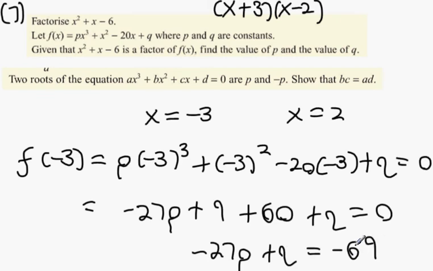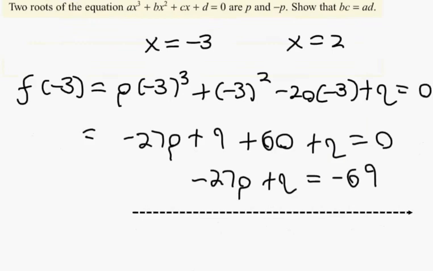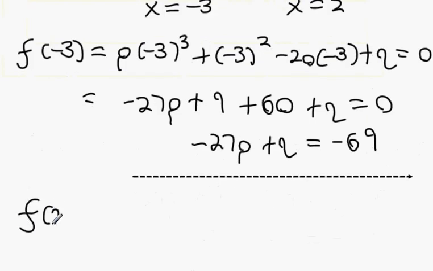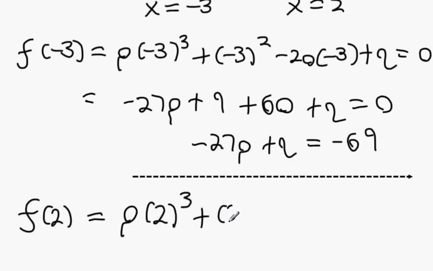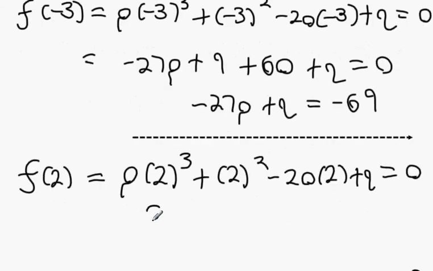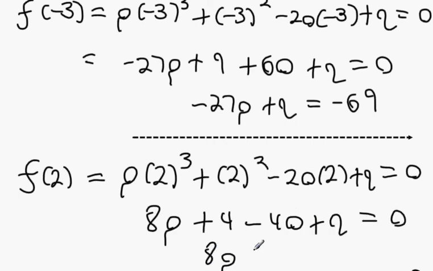That is one equation of a simultaneous equation. The next one is f of 2. Replace all x's with 2's. P times 2 cubed plus 2 squared minus 20 times 2 plus q equals 0. We're going to get 8p plus 4 minus 40 plus q equals 0. 8p plus q, that's minus 36. When you bring it over to the other side, equals plus 36. There are your two simultaneous equations. Do a simultaneous equation and you get the correct answer, yeah?